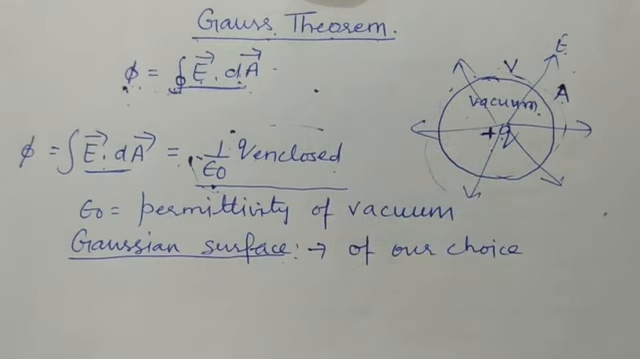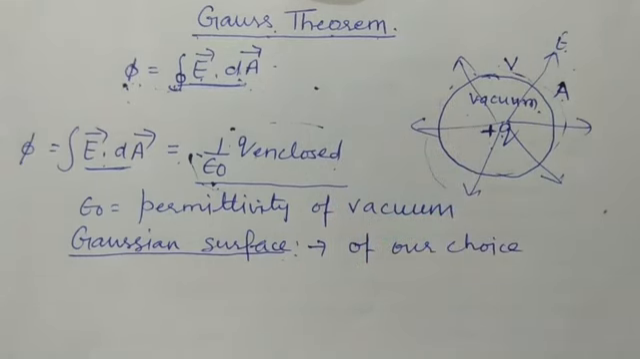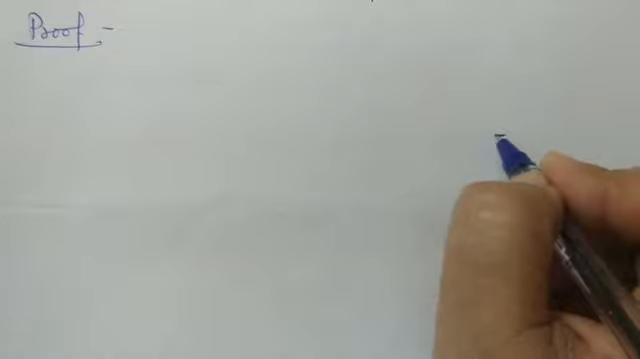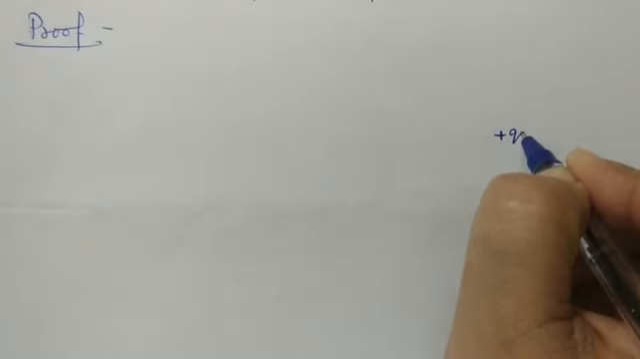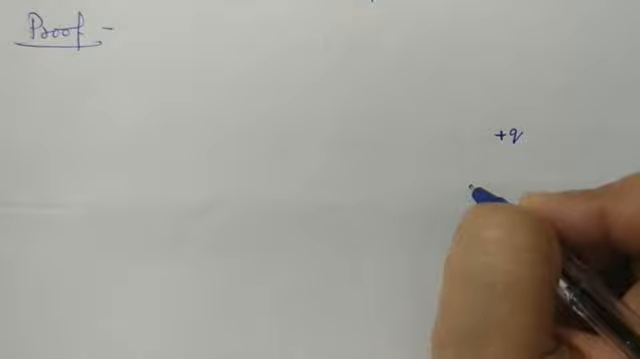Now, how do we prove Gauss theorem? We can take a point charge and then we can prove it. In the proof, what we assume is, take a positive point charge at a place.